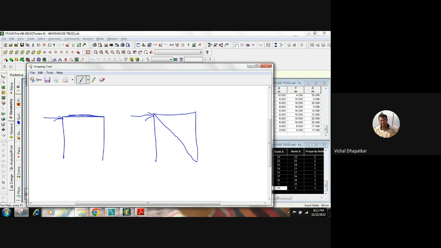Will there be any end moment for these beams? For this case one? No. Okay, so this will be my pin support. This will be the fix. So if there is no movement, then how will it be stable? The horizontal load has to be resisted by someone, right?